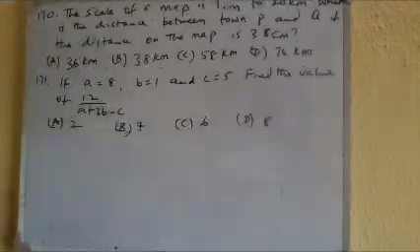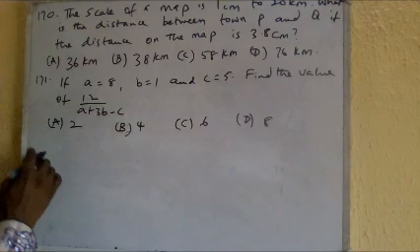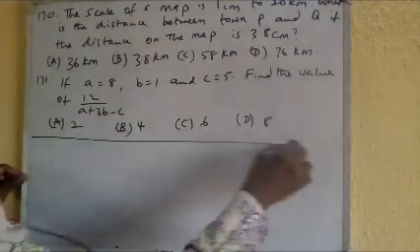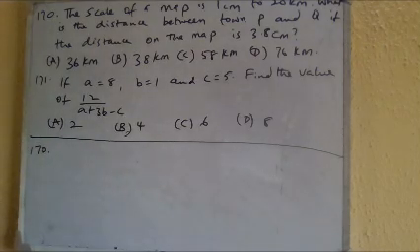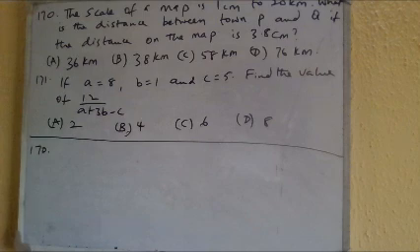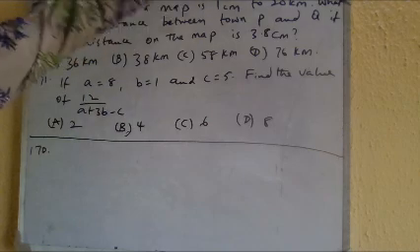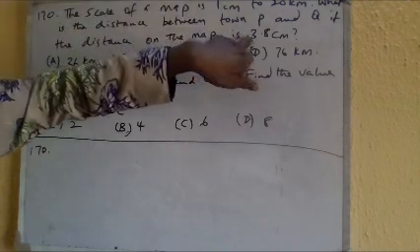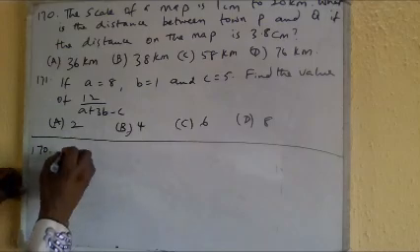Okay, so I have this quick question on the board. I'm reading question 170. The scale of a map is 1 cm to 20 kilometers. What is the distance between town P and Q if the distance on the map is 3.8 cm? So this is just a direct proportionality thing. If this is the scale, this to this, what is the corresponding kilometer of this? So it's just cm ratio to kilometer ratio.